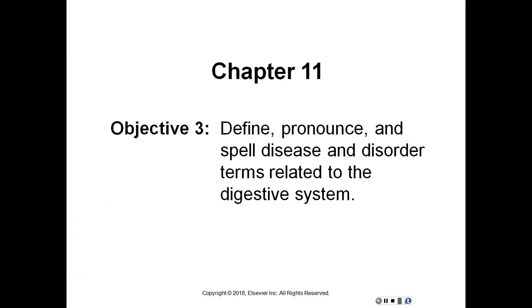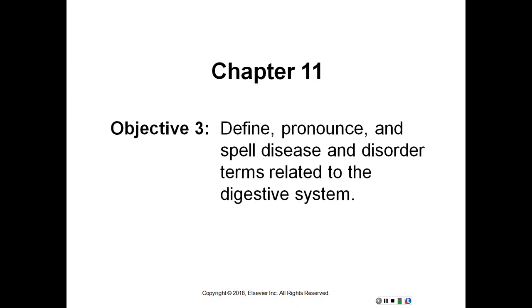Continuing with Objective 3, now we're going to define, pronounce, and spell disease and disorder terms related to the digestive system. So, like always, we'll start with the terms built from word parts. Appendicitis, inflammation of the appendix. Cholangioma, tumor of the bile duct. Cholecystitis, inflammation of the gallbladder. Cholelithiasis, condition of stones in the common bile duct.